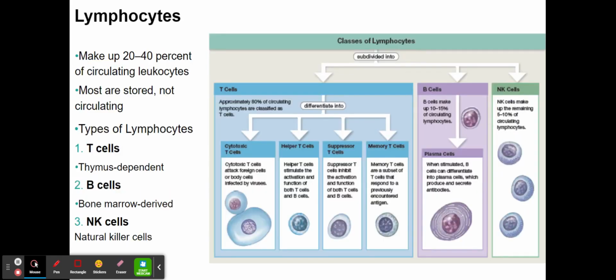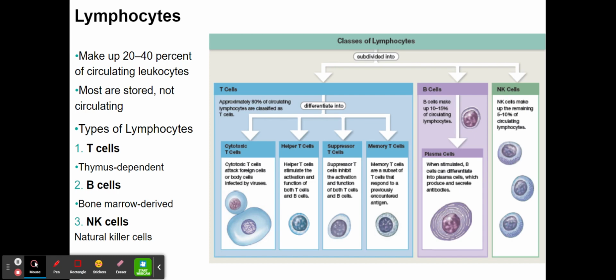Lymphocytes account for about 20 to 40% of circulating leukocytes. However, circulating lymphocytes are only a small fraction of the total lymphocyte population. The body contains some 10^12 or so lymphocytes with a combined weight of more than a kilogram.